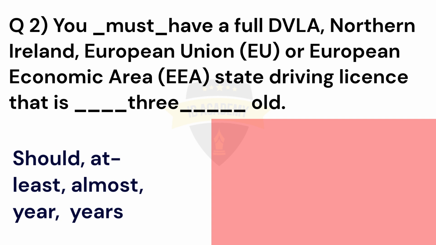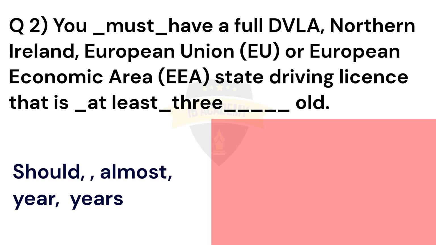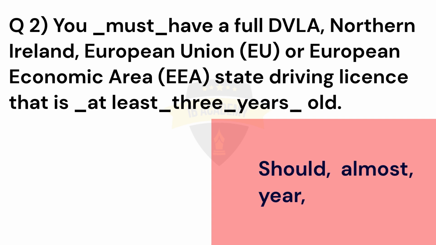In the second blank you have to check the number of years. It will be the minimum number of years for the license. So that's why you can choose the correct answer, at least, to show the minimum number of years, 3. And the last blank is singular and plural. So you know now, it will be years because they are more than one.